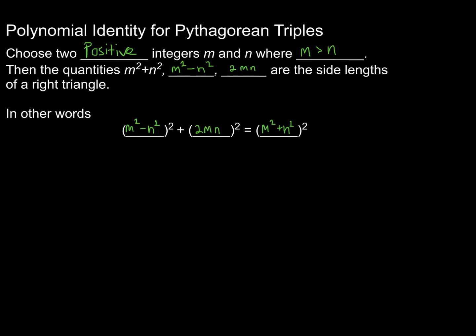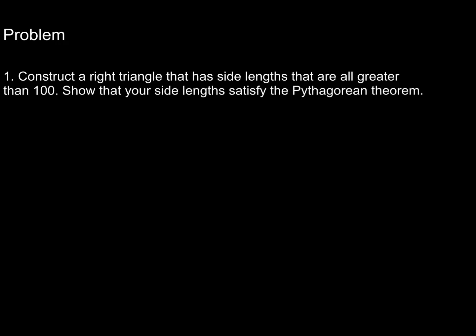So let's go ahead and take advantage of it to create a right triangle that meets a certain constraint. Here we want to construct a right triangle that has side lengths that are all greater than 100, and you want to show that your side lengths satisfy the Pythagorean theorem. In other words, just verify that your choices do in fact create the side lengths of a right triangle. So give this one a try on your own, and then we'll take a look at my solution.